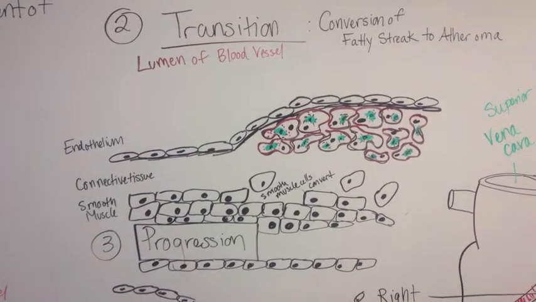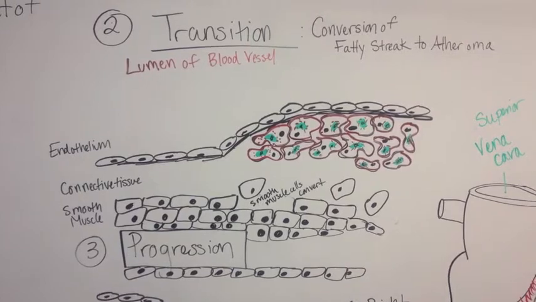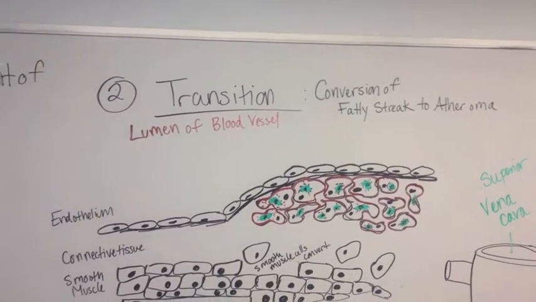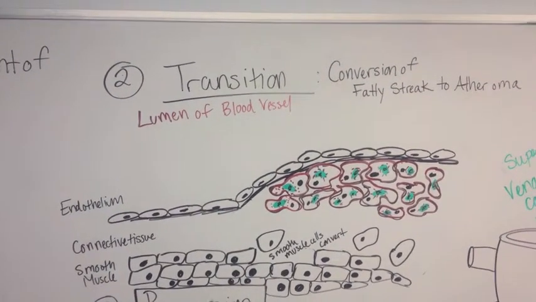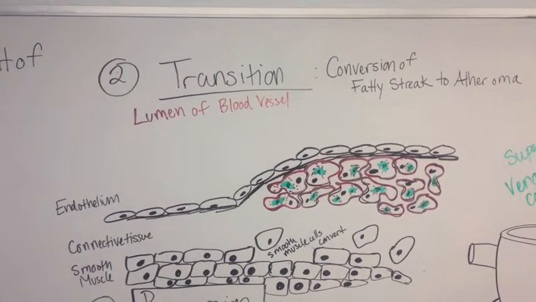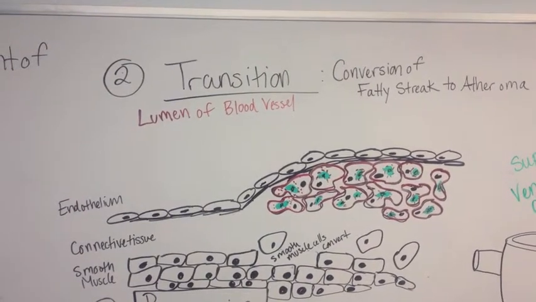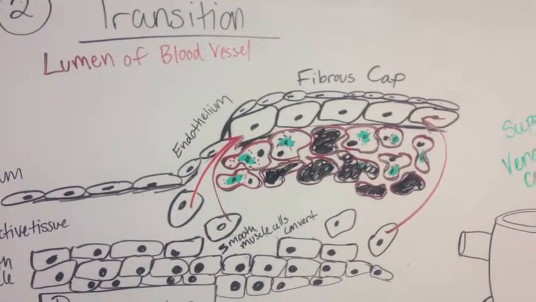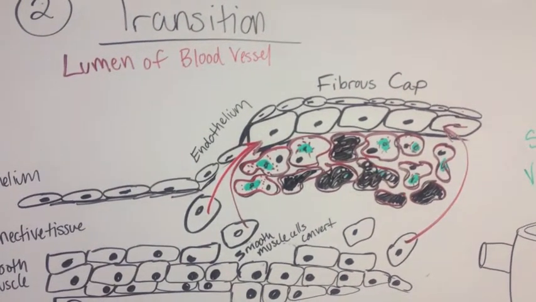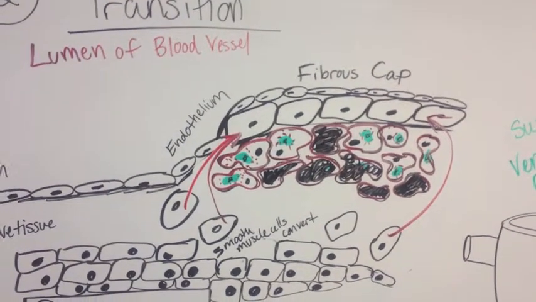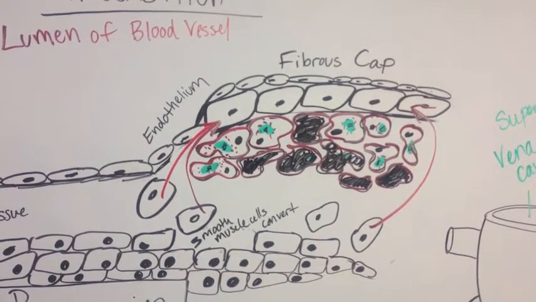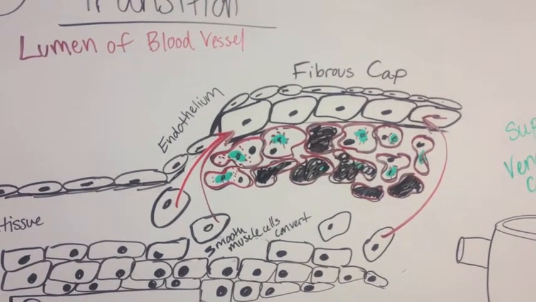Stage 2 of development of atherosclerosis is the transition stage, or the conversion of the fatty streak to an atheroma. As you can see, the macrophages, which have now become foam cells, have migrated to the anterior side of the basement membrane. The foam cells become necrotic and die, and the smooth muscle cells of the blood vessel migrate to the endothelium to form a fibrous cap to contain the inflammation.